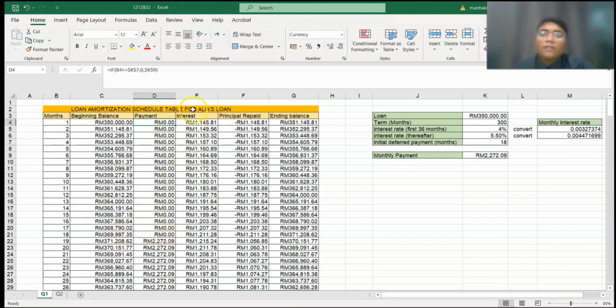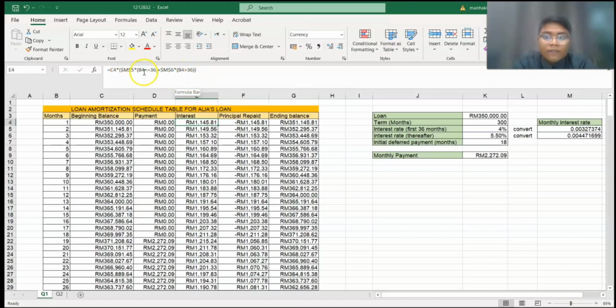For the interest paid, C4, the beginning balance, we need to multiply with M5, which is the monthly interest rate for the first 36 months. I apply an IF function: if B4 is less than or equal to 36, then M5, plus M6, which is the rate thereafter, if B4 is greater than 36, that is, if the month is greater than 36.